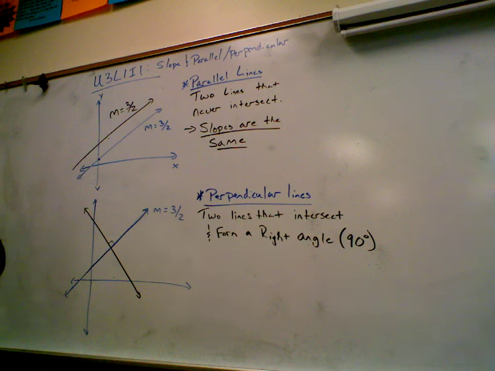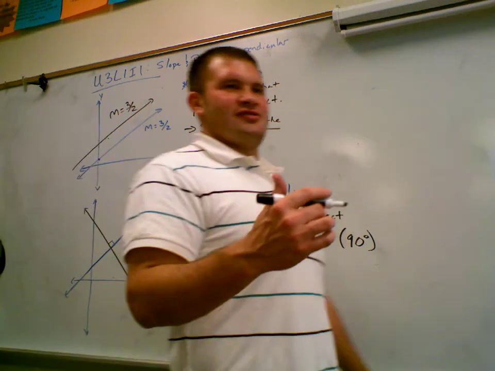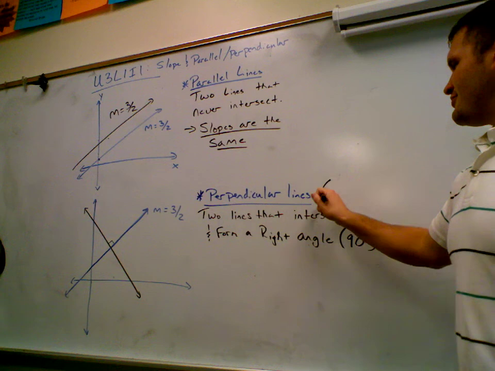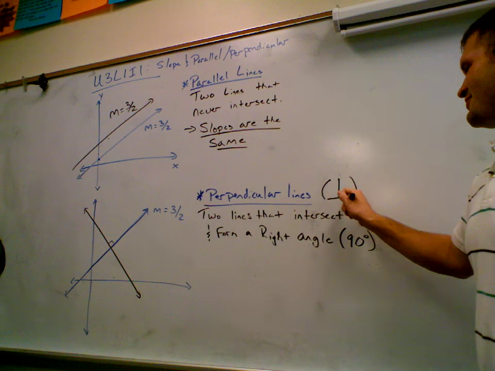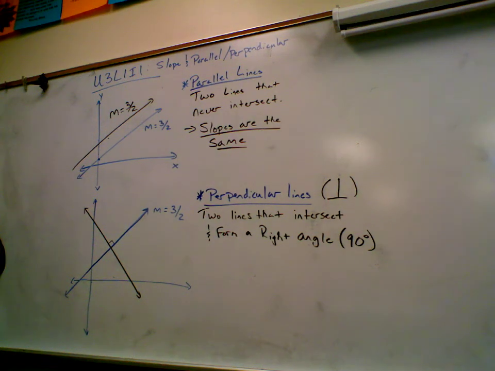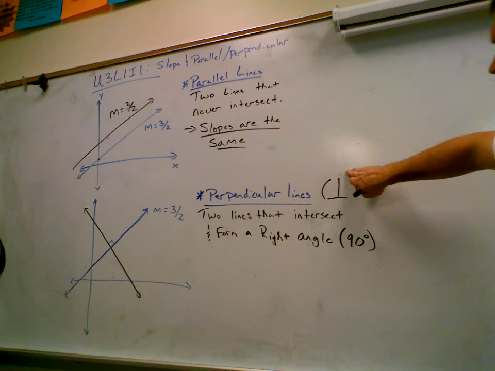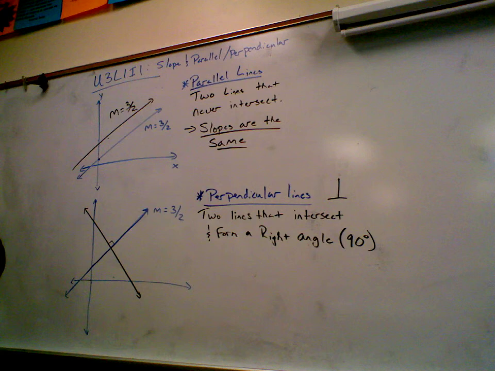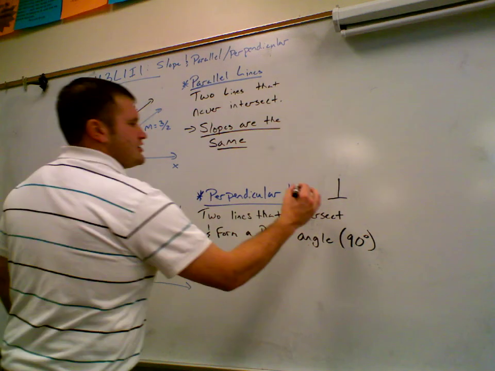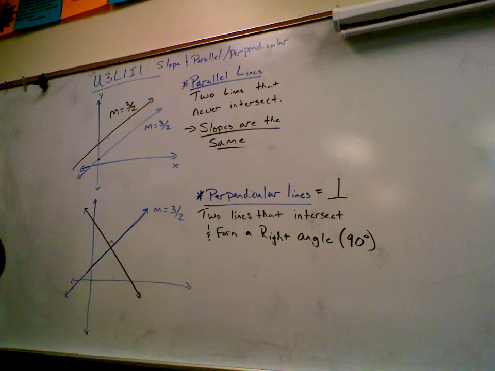Does anybody remember the symbol for perpendicular? It's an upside down T. So that upside down T means perpendicular. You don't need the parentheses. It doesn't mean hope, it means perpendicular. Any questions about perpendicular and parallel?